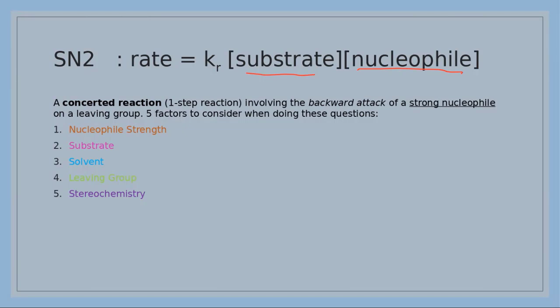Another thing is that SN2 is a concerted reaction. If you remember, concerted means one-step reaction. So the nucleophile will attack and the leaving group will also leave at the same time. That's why it's a concerted reaction. And it's going to be the backside attack of a strong nucleophile and leaving group. So we're going to go over 5 factors to consider when we're doing questions that involve SN2 and how to determine between this and something like E2.